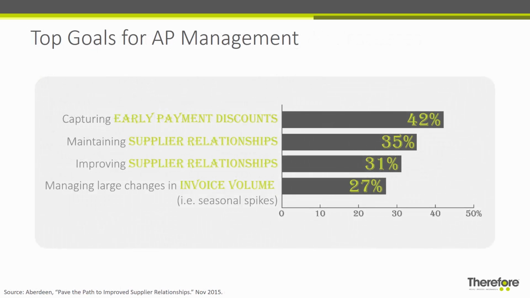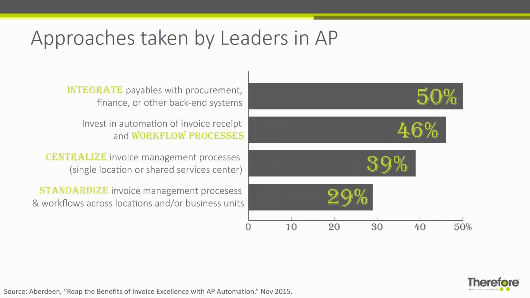We also see that being able to manage large changes in invoice volume, like seasonal spikes at the end of the financial year, is a top priority for over 1/4 of respondents. So then, as a follow-up to that, I think it's important that we take a look at the various approaches taken by thought leaders to achieve the goals we just talked about.